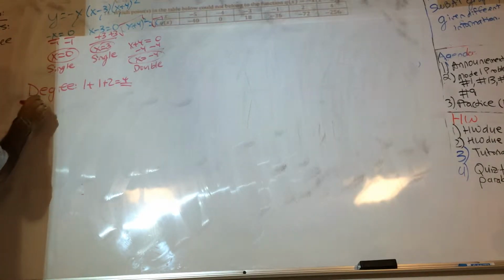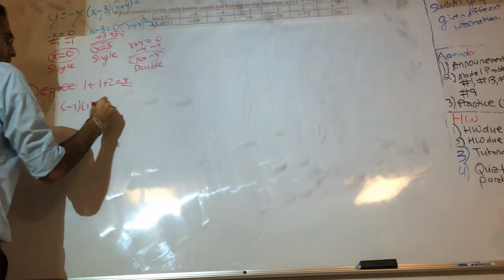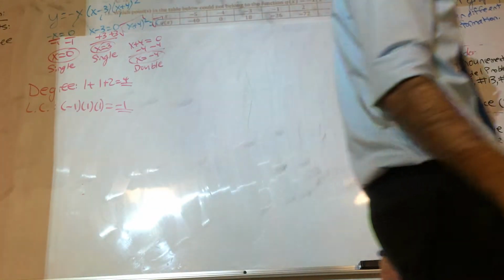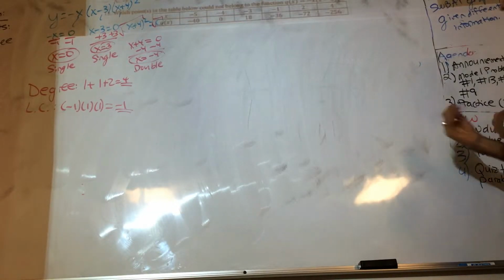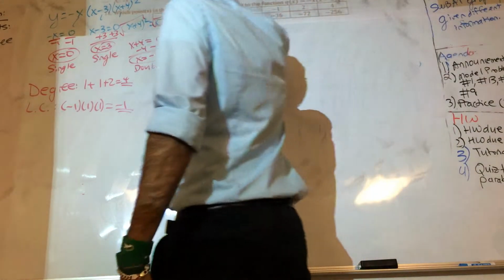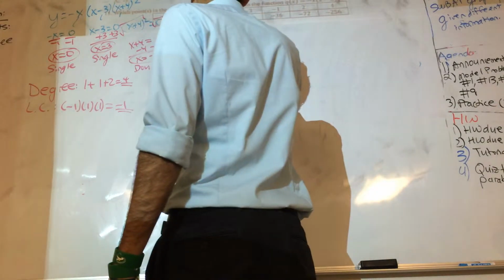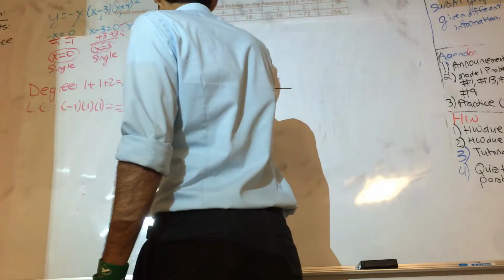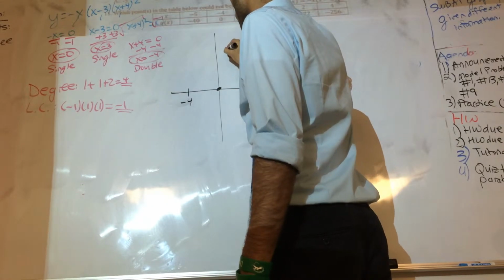Got my degree. I'm going to my leading coefficient next. Got that. And now here comes the quick sketch. Quick sketch. Very quick sketch. Here we go. I'm going to identify my roots first. I got my leading coefficient. I'm coming up.